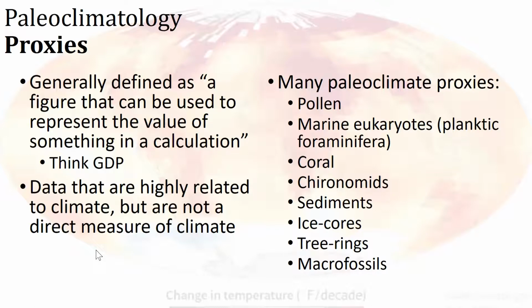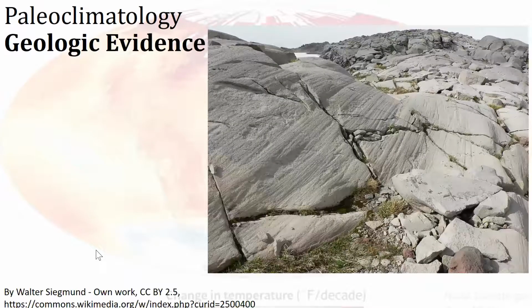Okay, so remember we're talking about proxies, which are just anything that can be used to represent the value of something that you can't directly measure. In climatology and paleoclimatology, I introduced you to pollen and marine eukaryotes and coral and chironomids and sediments and tree cores and ice cores and macrofossils and all kinds of things. I didn't mention one thing though, which is geology, right?